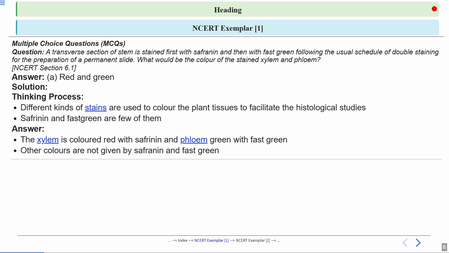And you have to remember one thing: the safranin solution gives color to the xylem part, and the fast green gives green color to the phloem part. Okay.